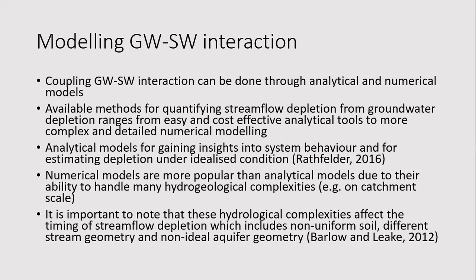So we have to factor in this geological complexity when we do our investigation, because it can affect the timing of the stream flow depletion. And this complexity might include non-uniform soil. These are the things that are found in real world systems. So we can find non-uniform soil, different stream geometry, and non-idealized aquifer geometry as well. These are the factors that we have to use in a numerical model, when the analytical model is limited, because we can't use an analytical model in such hydrological or geological complexity.